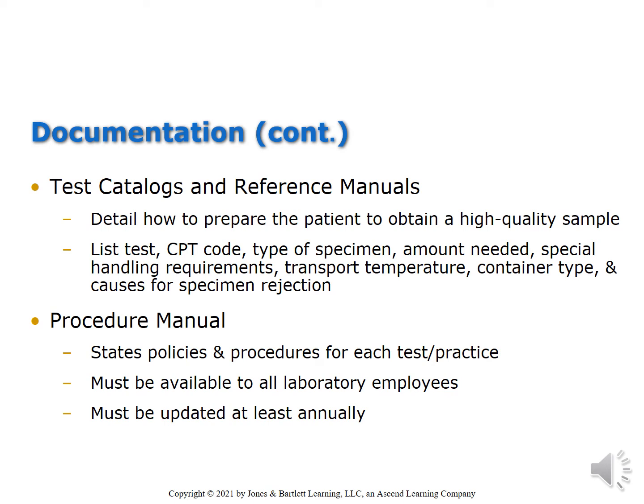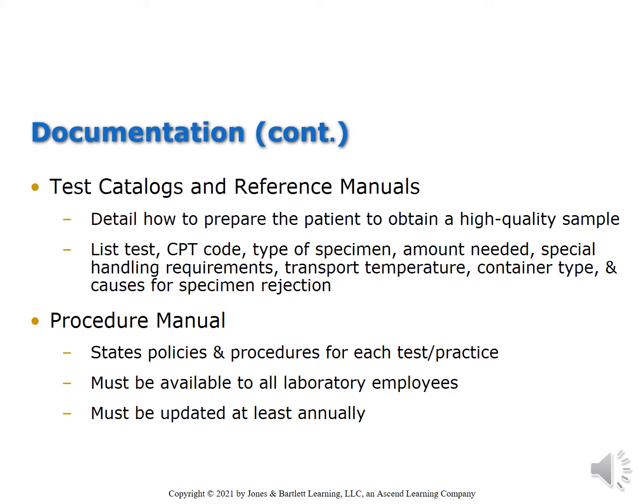So test catalogs and reference manuals are searchable online menus or catalogs of QA documents made available to customers and blood collectors at all specimen collection sites. In an outpatient setting like a clinic or physician's office, there's the option to receive the instruction in the form of a printed reference manual. All these documents detail how to prepare the patient and any additional information needed to collect a high-quality sample.